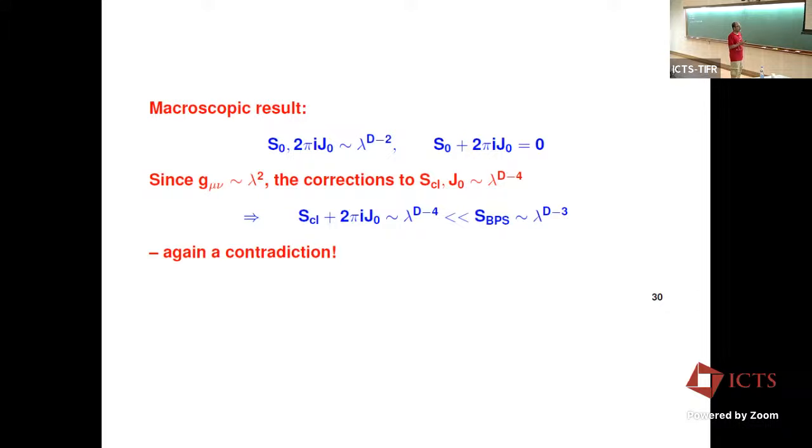Now, because G mu nu is of order lambda square, the correction to S0 and J0 from the wall entropy will go as lambda to the d minus 4, because the leading terms were lambda to the d minus 2, and every time you go to higher derivative, you add 2 extra derivatives, and that gets suppressed by 1 over lambda square. So if the corrections are lambda to the d minus 4, then because the leading term vanishes, we expect that the sum of the two should go as lambda to the d minus 4. And now we have a contradiction in the opposite direction. The macroscopic entropy seems to be much smaller than the microscopic result that is known.